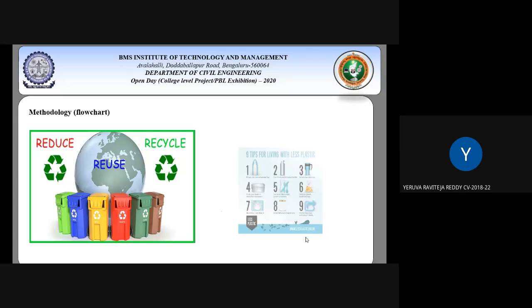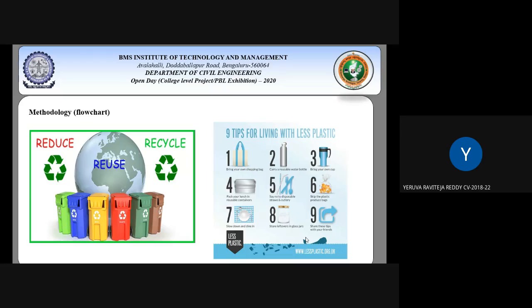We should avoid plastic as much as possible. These are 9 tips for living with less plastic. Bring your own shopping bag. Carry a reusable water bottle. Bring your own cup. Pack your lunch in reusable containers. Say no to disposable straws and cutlery.